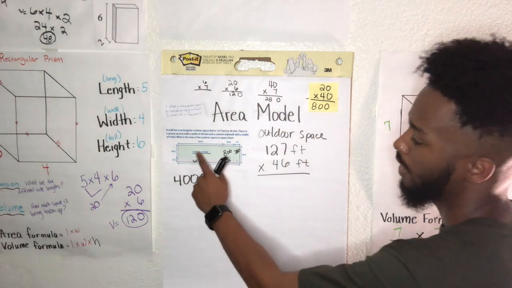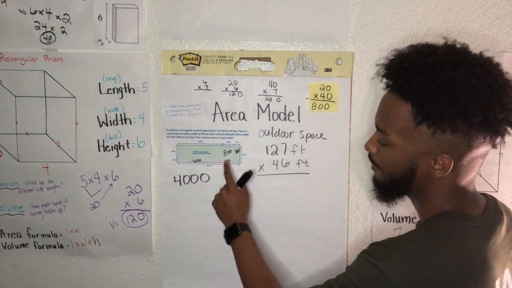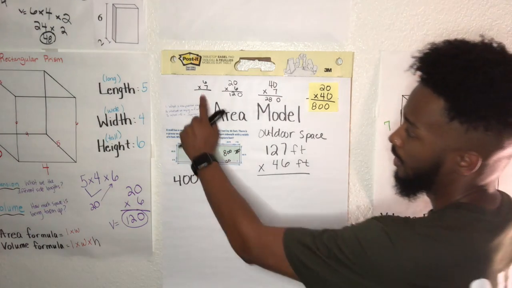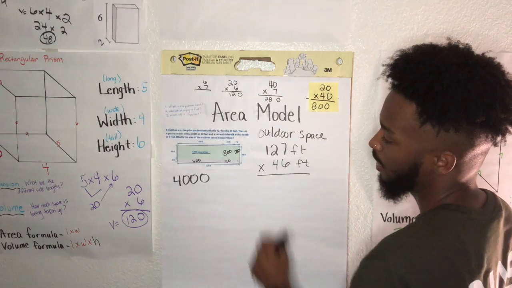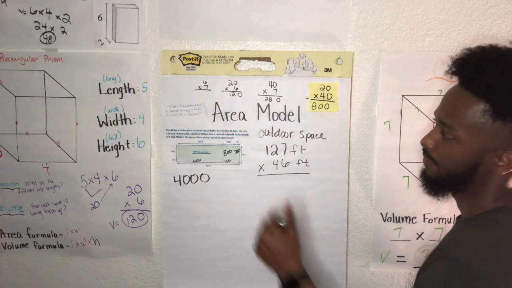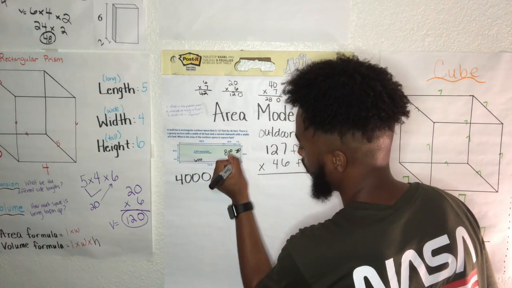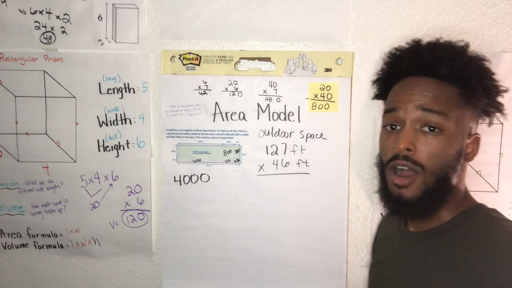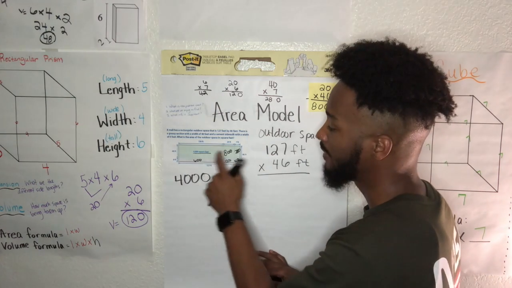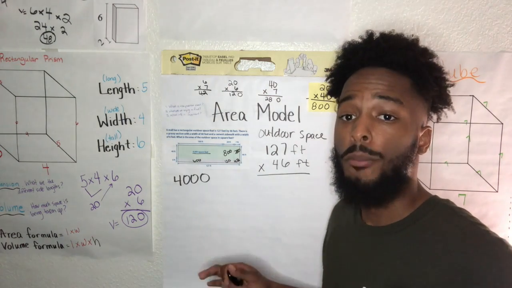So I've got 1, 2, 3, 4, 5. I need to find the last one. So 6 times 7 is what? 42. So I'm going to put 42 here. Now, all of these guys, all of these numbers inside of my box are called partial products.